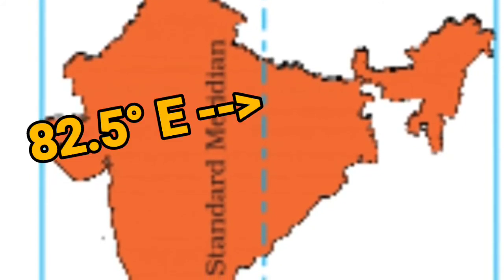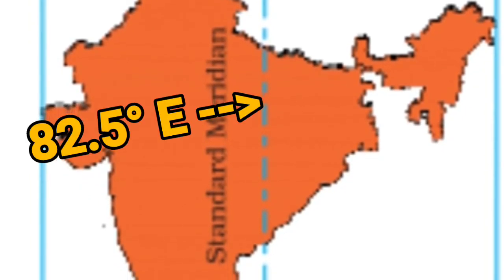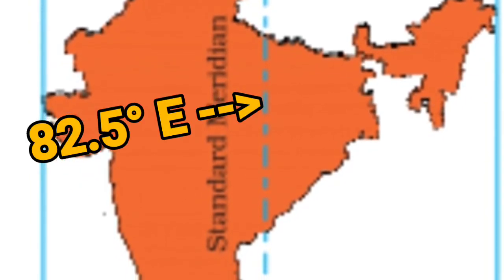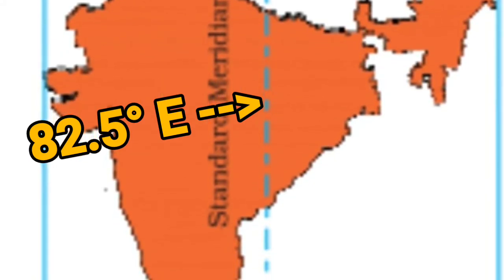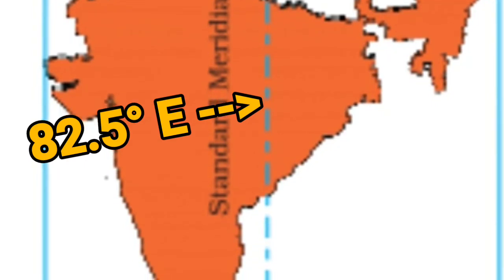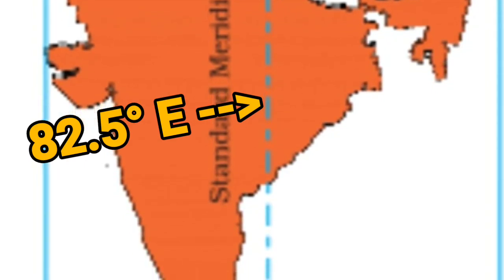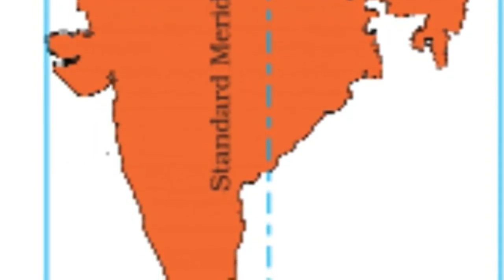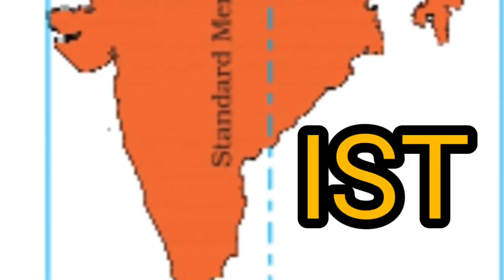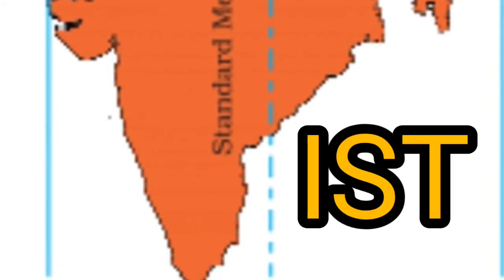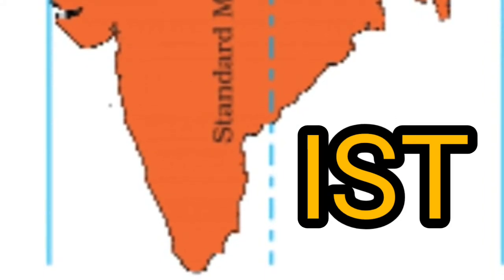In India, the longitude of 82.5 degrees east is treated as the standard meridian. This imaginary line passes through Naini, Allahabad in UP. The local time at this meridian is taken as the standard time for the whole country. It is known as IST, meaning Indian Standard Time. You can see it also in this map.